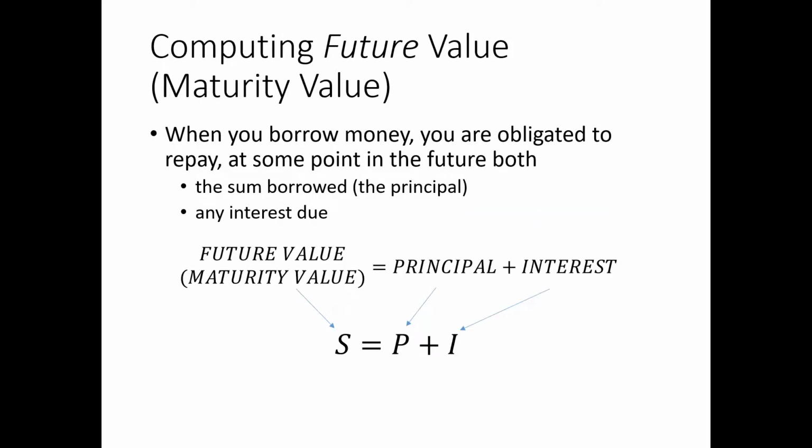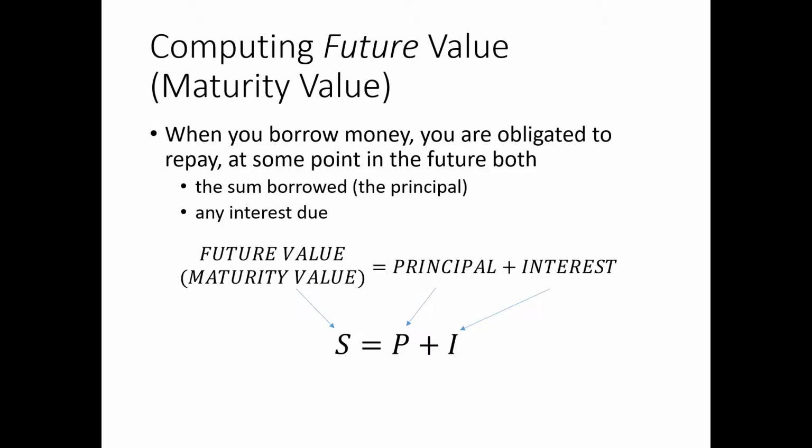Next segment, computing future value. Sometimes future value is also called the maturity value. So you borrow some money, guess what? The lender wants you to pay it back. Hardly a surprise, right? So you will pay back the sum you borrowed, the principal amount, plus some interest. You got to pay the rent. So you have two components to that. When we look at what a future value is broken down into, it's a principal component and an interest component.